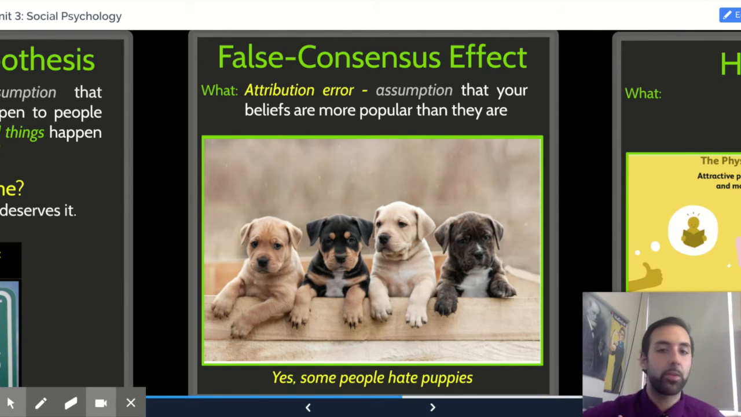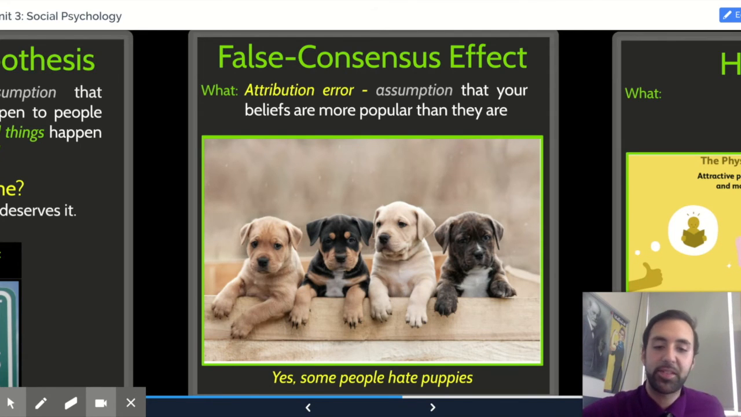So maybe there's a certain political candidate that you support, and you just assume everybody supports that candidate. And then you start talking to people and they're like, wait a minute, am I the only person here voting for that person? And that's called the false consensus effect, where you make this inaccurate assumption that the beliefs that you have are actually way more popular than they are.